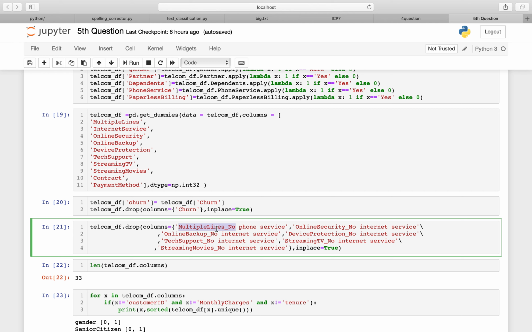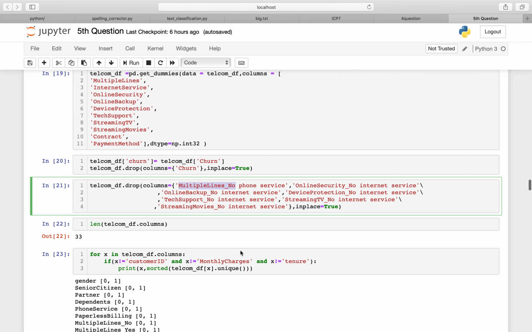So for all these columns I have dropped them, as they are captured in their respective columns. If you take device protection no internet service: if the user has internet service no, then device protection no internet service is always true. So it doesn't make any impact, as this particular record is captured with this internet service.